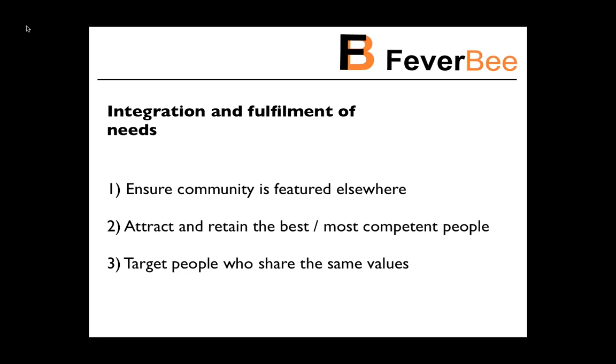Third is integration and fulfillment of needs. I love academic terms. So what this means is that the community goals are somewhat aligned with yours. So it means that you're getting what you need from the community, and the community is getting what it needs from its members. So one of the things that we want is we craft our social identity in some way from the groups that we participate in. So we want our groups to have a high status. If the group that we're part of has a low status, we're far less likely to continue participating in that group.